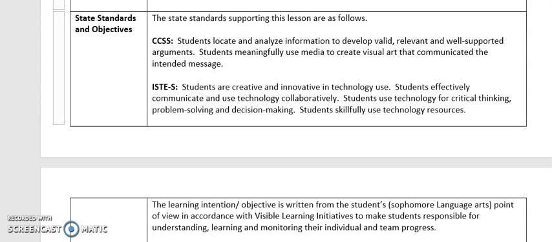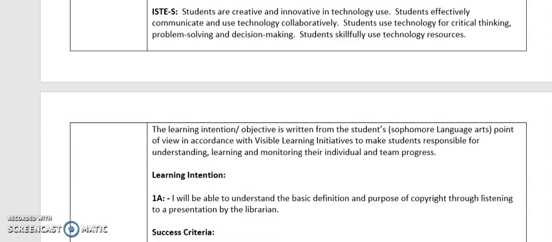State standards and objectives. The state standards supporting this lesson are as follows. CCSS. Students locate and analyze information to develop valid, relevant, and well-supported arguments. Students meaningfully use media to create visual art that communicates the intended message. ITSE. Students are creative and innovative in technology use. Students effectively communicate and use technology collaboratively. Students use technology for critical thinking, problem solving, and decision making. Students skillfully use technology resources.